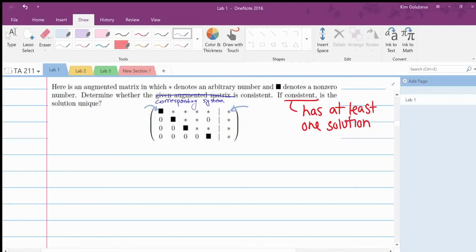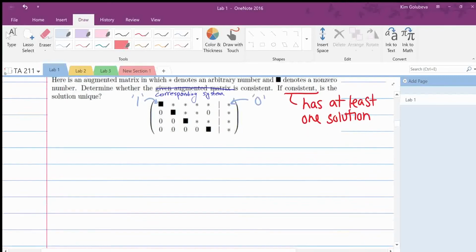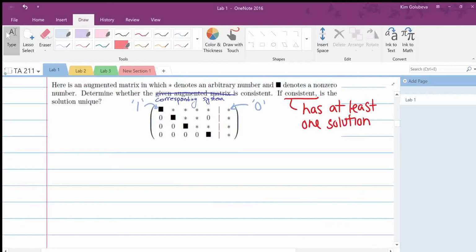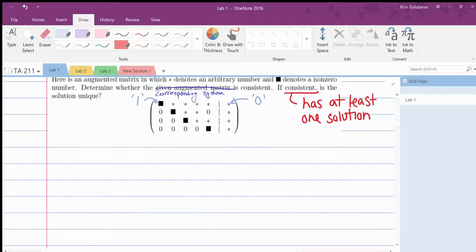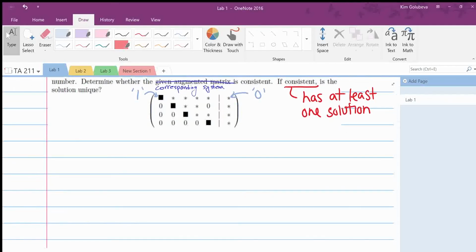So these boxes denote a non-zero number. Usually I like to imagine them as the number 1, and the stars, they can be any arbitrary number. So I typically like to visualize them as being zeros. It makes it a little bit easier when you get started with these questions. So we're going to go over basically what it looks like to have a unique solution, what it looks like to have no solutions, and then also infinitely many solutions.